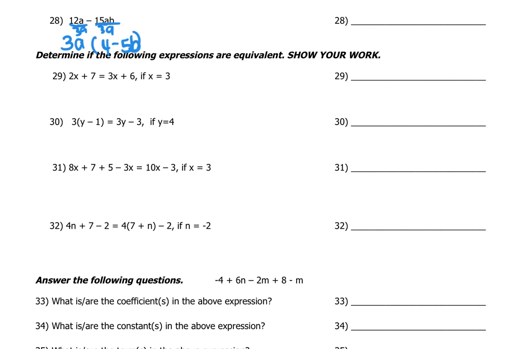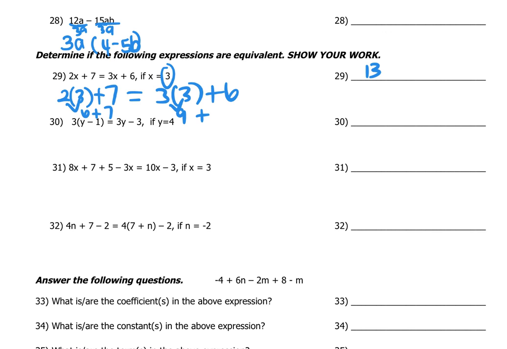Now for 29 through 32, you're going to be taking what they tell you to plug in for the variable, and you're actually going to plug it in on both sides, and you're going to confirm if in fact they are equal or not. This will give you 6 plus 7, which will give you 13. This will give you 9 plus 6, which will give you 15. So no, they are not equal.